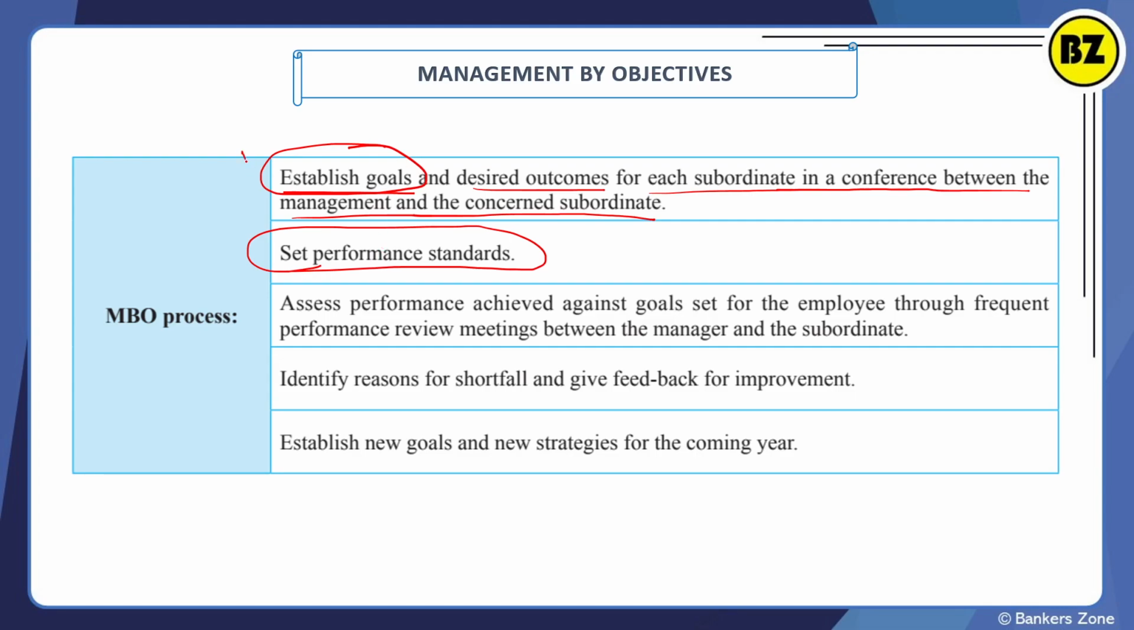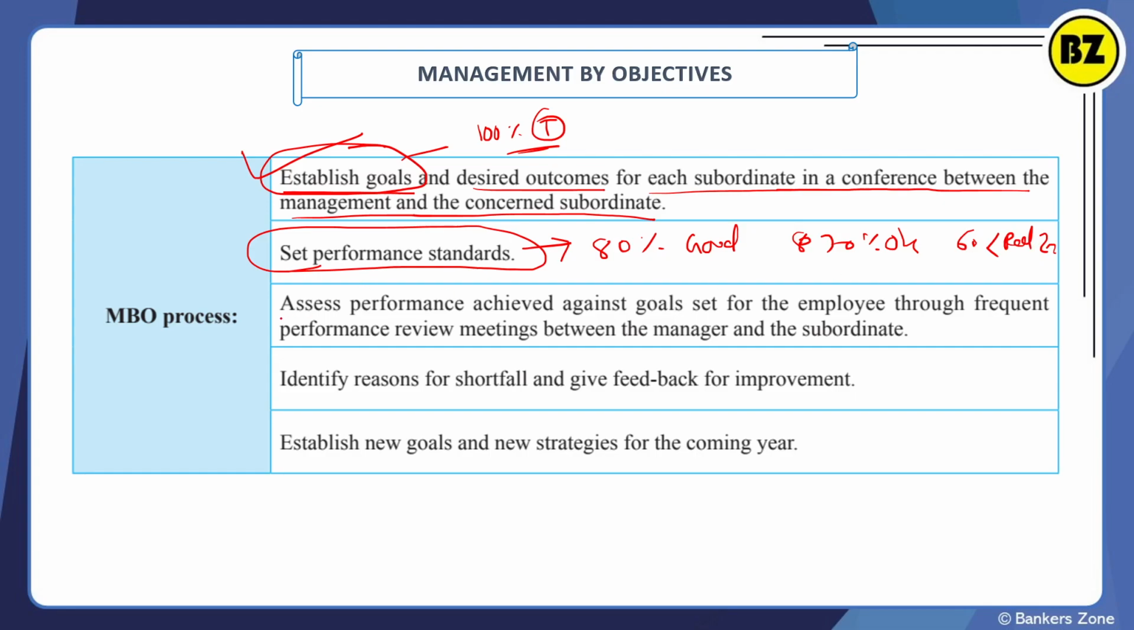First, you establish the goal. For example, in any company, say a bank, you will have the goal, for example, to achieve the 100% targets they have given. Setting performance standards means, for example, more than 80% will be good employees, more than 70% will be okay employees, and less than 60% are in the red zone. Like that they can set the performance standard.